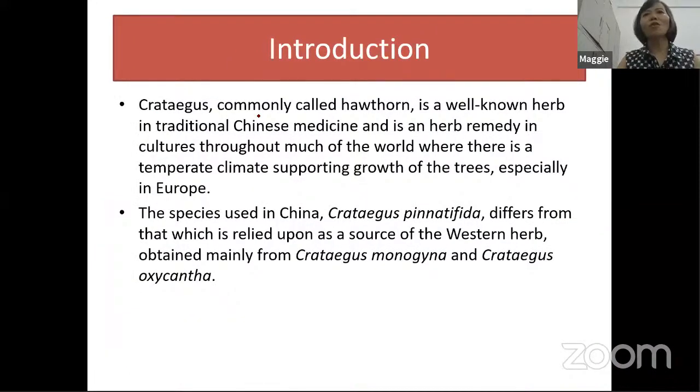Crataegus, commonly called hawthorn, is a well-known herb in traditional Chinese medicine and is an herbal remedy in cultures throughout much of the world, where there is a temperate climate supporting the growth of the trees, especially in Europe. The species used in China, Crataegus pinnatifida, differs from that relied upon as the source of the Western herb, obtained mainly from Crataegus monogyna and Crataegus laevigata.